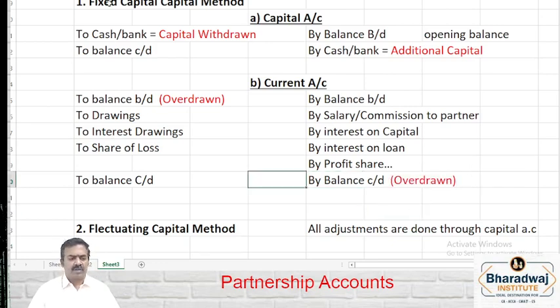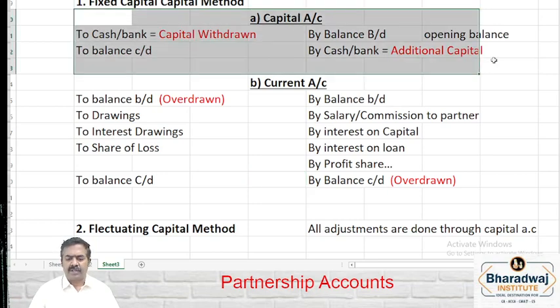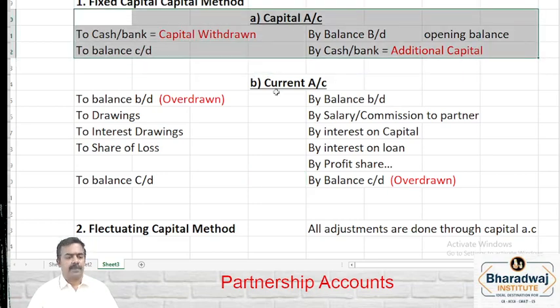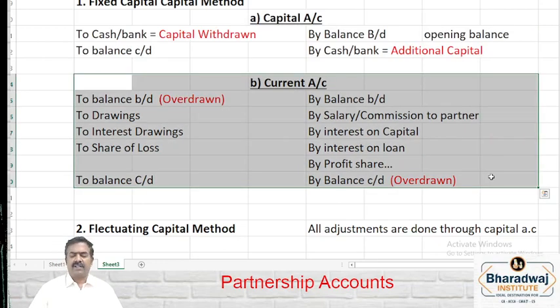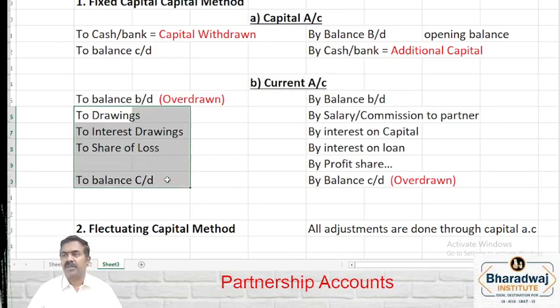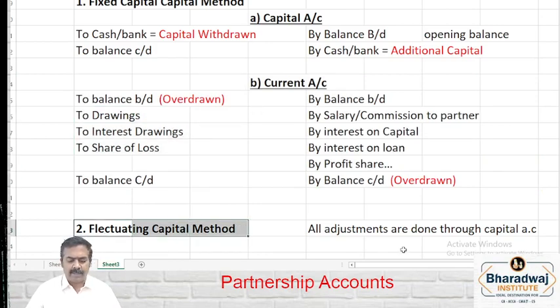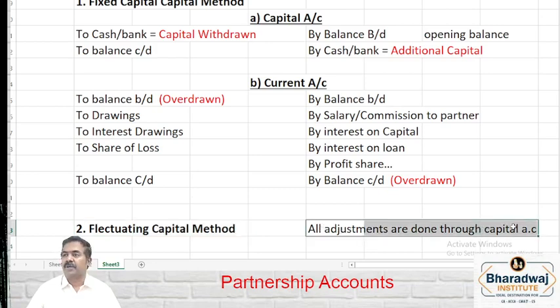Okay. So under fixed capital method, we maintain which account? Capital account, which is kept permanent normally. All your year to year workings, like salary or commission, interest on capital, interest on loan, profit share, everything are recorded through which account? Current account. Whenever the money is withdrawn by the partner, it is recorded in which account? Current account.